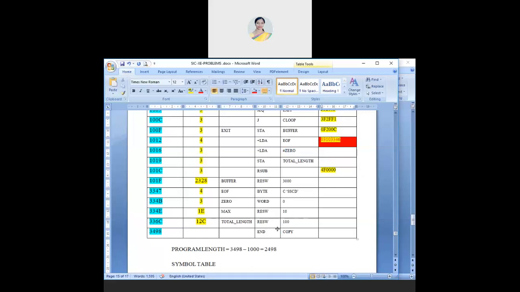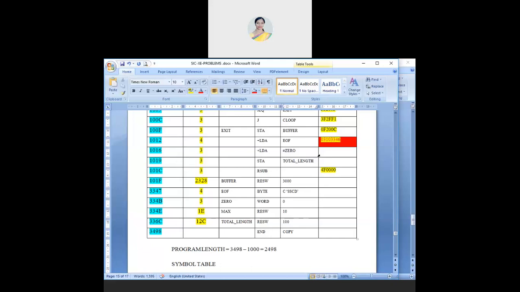So later you can make the changes, because this is also not base relative and this also will not come under base relative. It will be my extended format. So you just make this as 4F000. And do you need an object code? Later you can calculate.